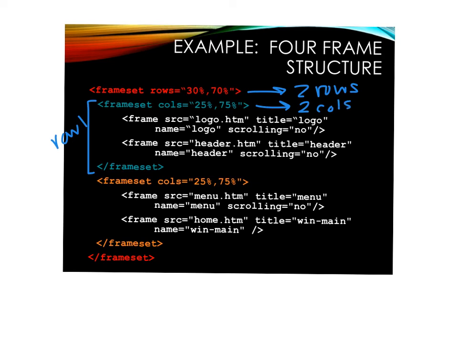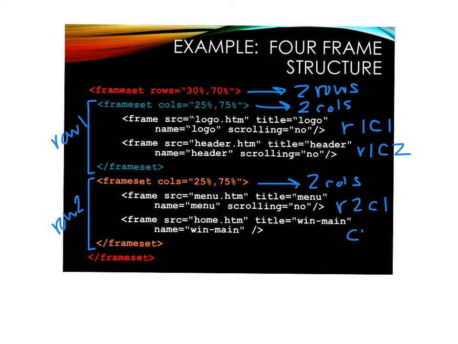This is where frameset tags are different than table tags. We can break this up by rows or columns however we choose. So we've broken this one up into 2 rows. So we have row 1, and then we have row 2. And then we took each of those rows and broke them up into 2 columns. So here we have row 1, column 1, row 1, column 2. Here's row 2, column 1, row 2, column 2.